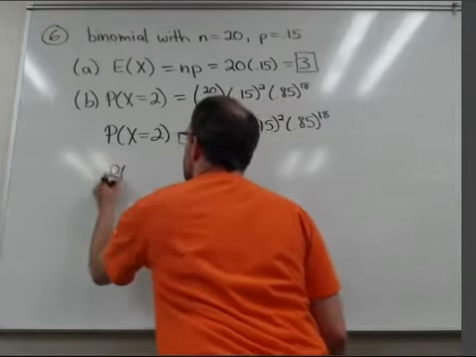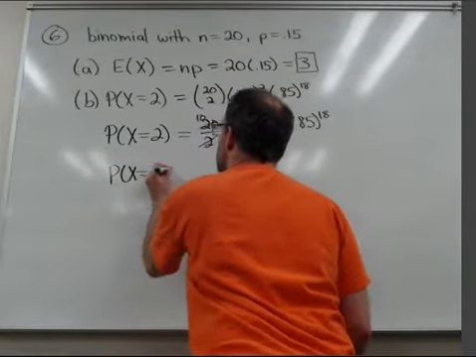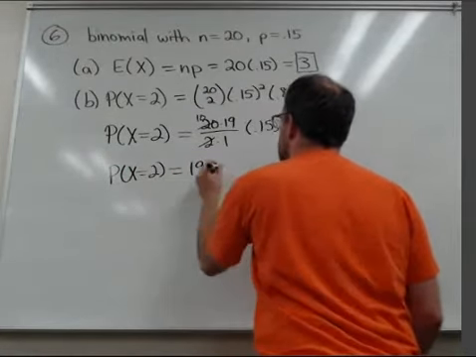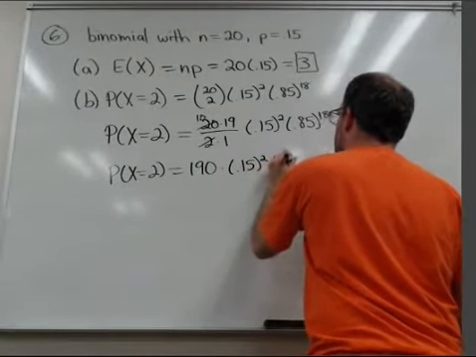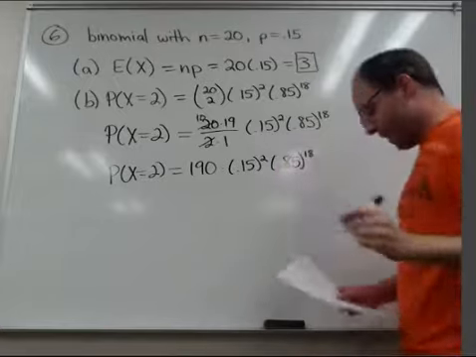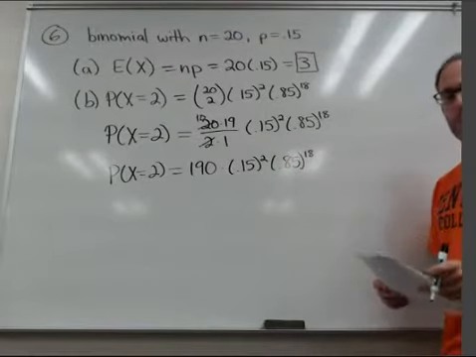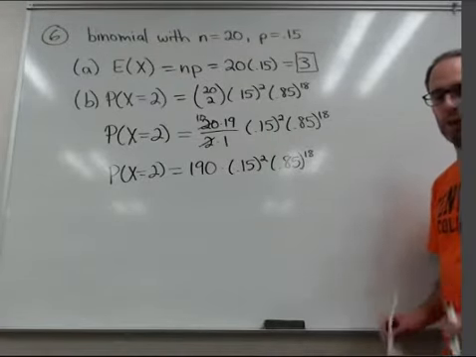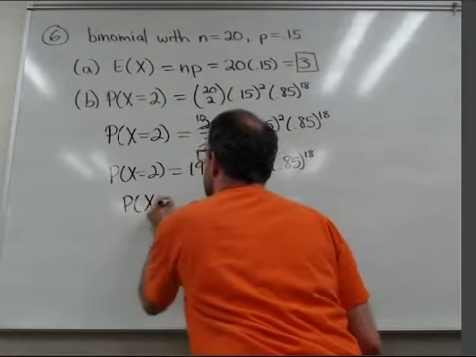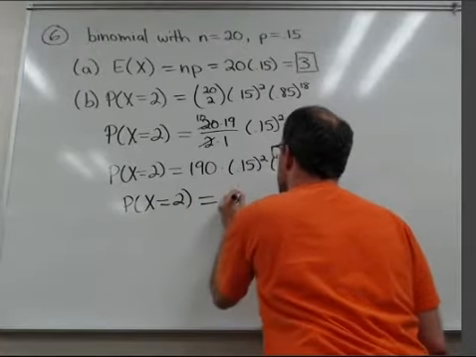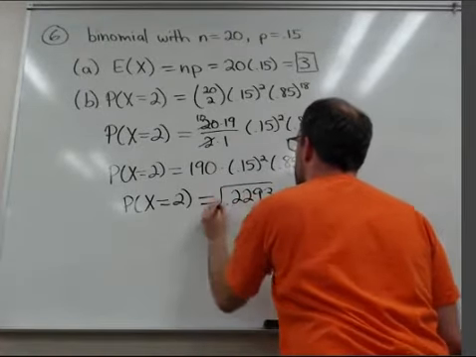The probability that x equals 2 then is going to be 190 times 0.15 squared times 0.85 to the 18th power, and that ends up being 0.2293 if you round that to 4 places. So the probability that x equals 2 ends up being 0.2293.